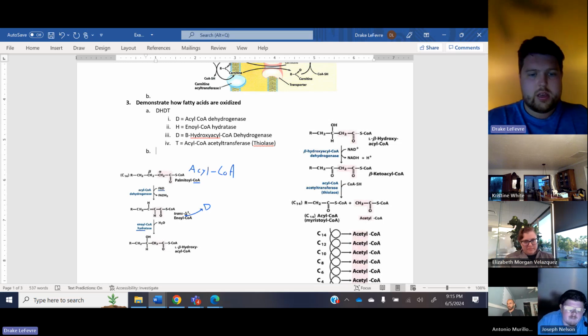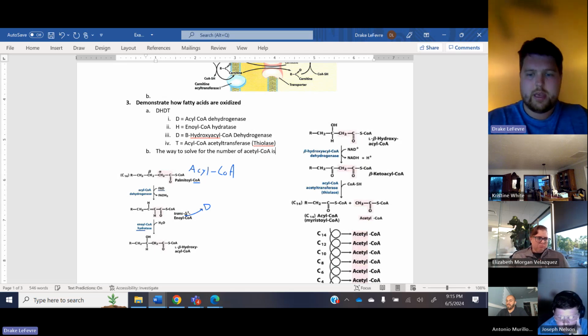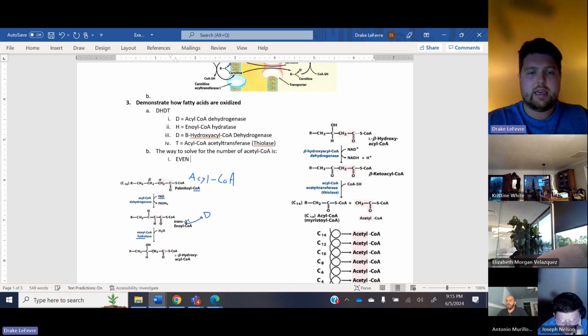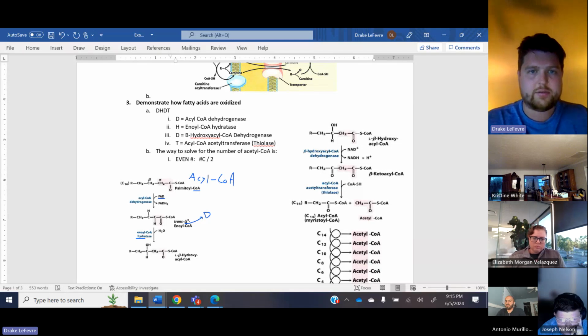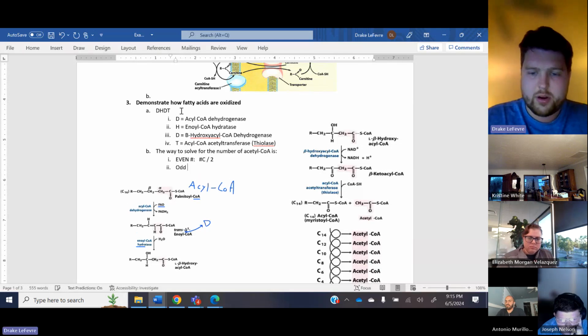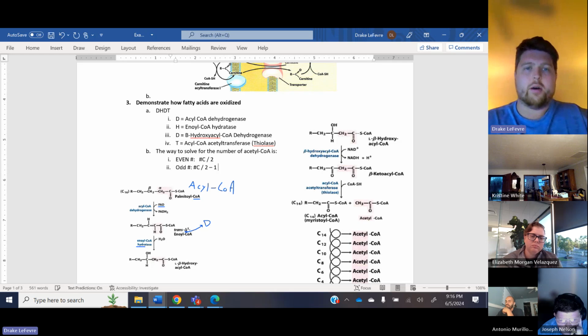Good. So remember, the way to solve for the number of acetyl-CoA is, specifically for an even number, we just take the number of carbons divided by 2. If we have an odd number, take the number of carbons, same thing, divided by 2, and then subtract 1 from however many.